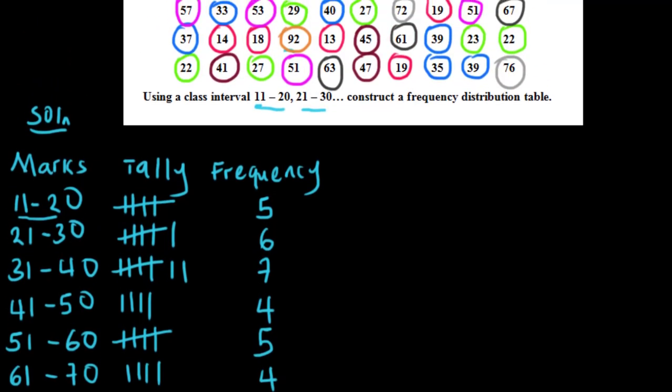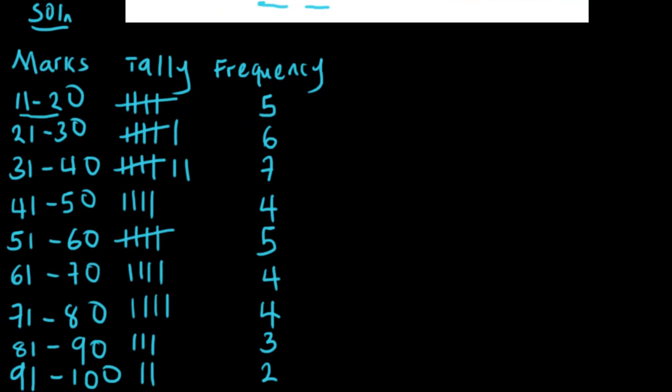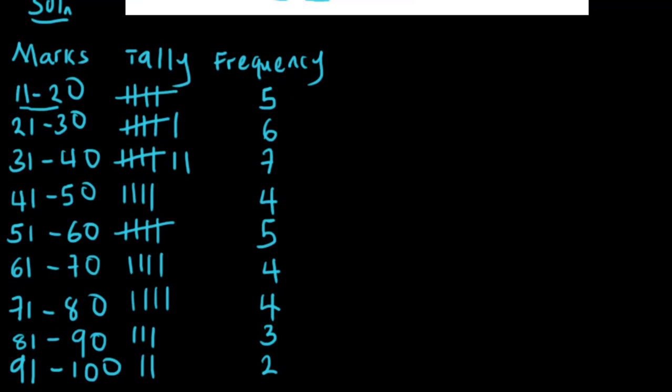Now remember, we are told that there are 40 candidates. It then means that to prove that our answer is correct, if we add all the frequency, we should get 40. Let's try. 5 plus 6 is 11. 11 plus 7 is 18. 18 plus 4 is 22. 22 plus 5 is 27. 27 plus 4 is 31. 31 plus 4 is 35. 35 plus 3 is 38. 38 plus 2 is 40.